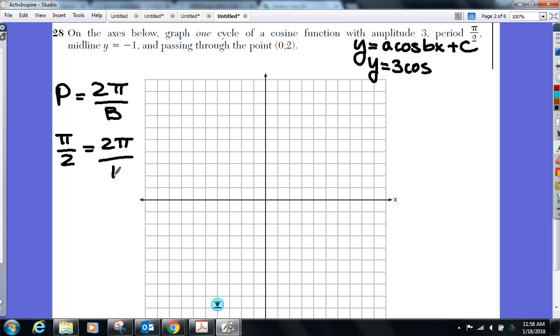You guys give me, how do you want to get B by itself? Cross multiply, yeah, darn right. Pi B equals 4 pi. Divide both sides by pi. What's the value of B here? 4. Go over, plug it in. 4 X. Anybody? We had a couple names for the C value. What's the C value again? We had a couple names for it. Shift and midline. Good. Shift or midline. I'm given the midline is -1. So -1. So there's the equation I'm going to graph.